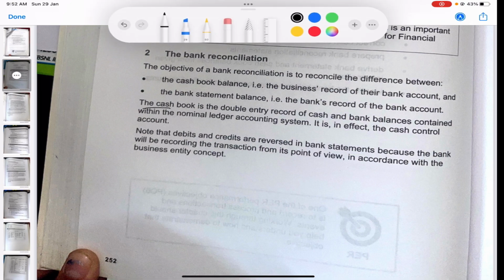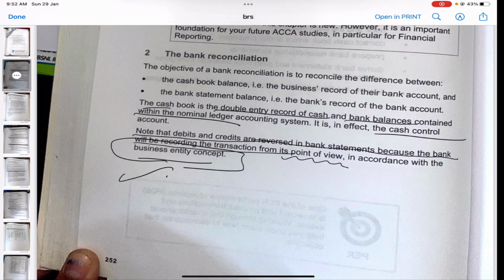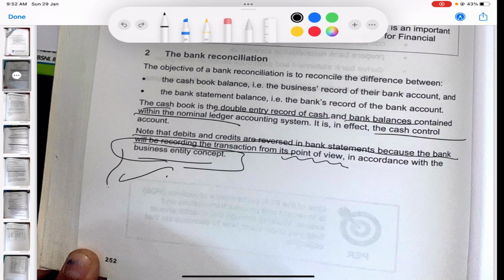The cash book is the double entry record of cash and bank balances contained within the nominal ledger. In effect, it is the cash control account. Note that debits and credits are reversed in the bank statements because the bank will be recording the transaction from its point of view, in accordance with the business entity concept. You know what the business entity is, right?